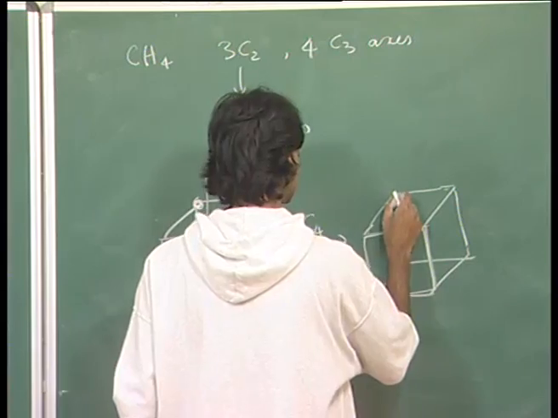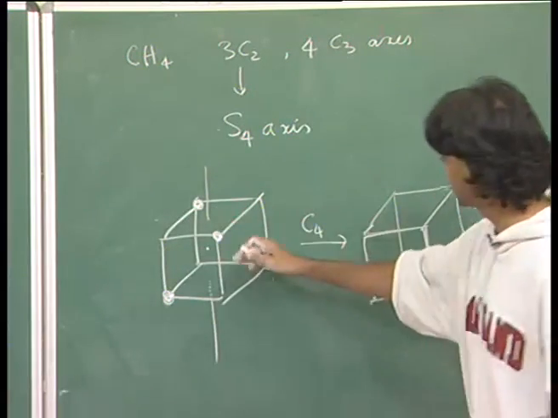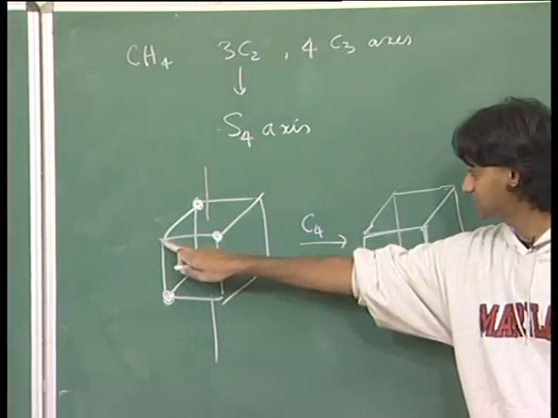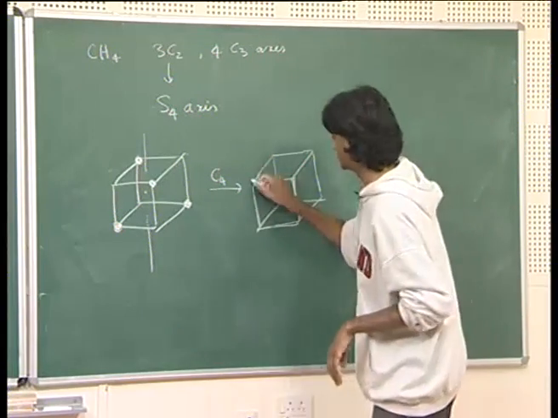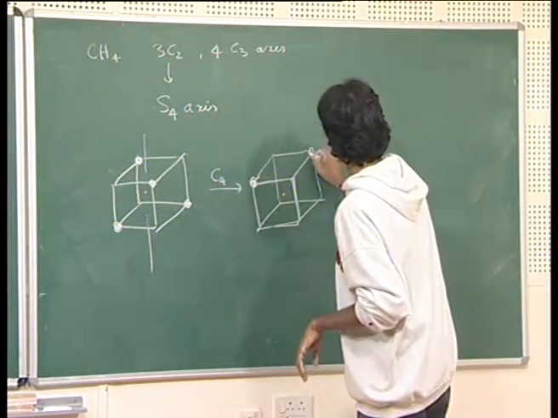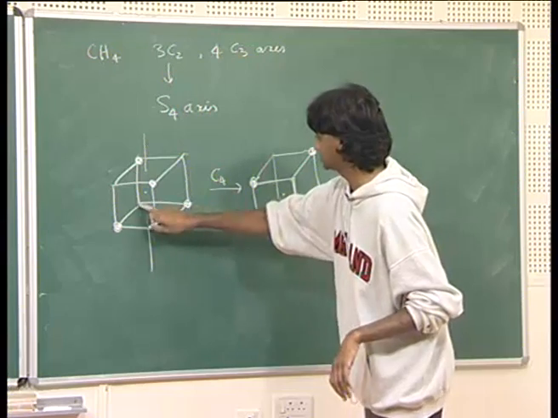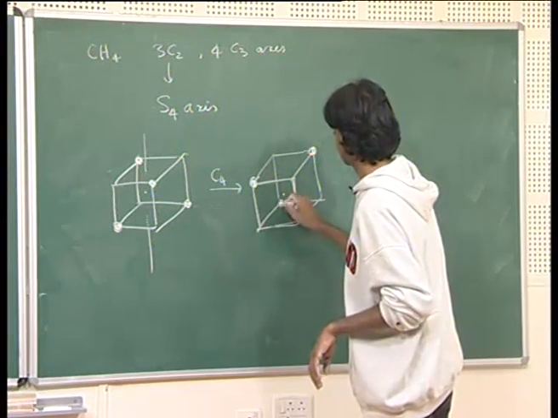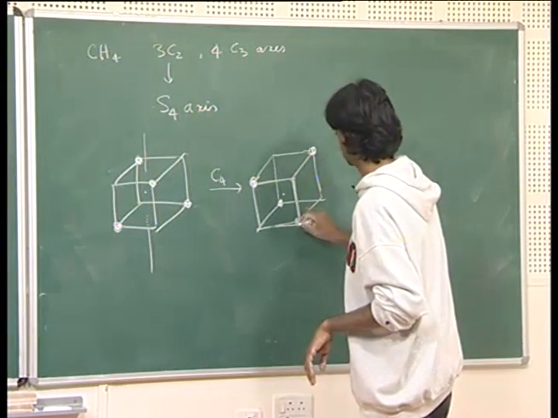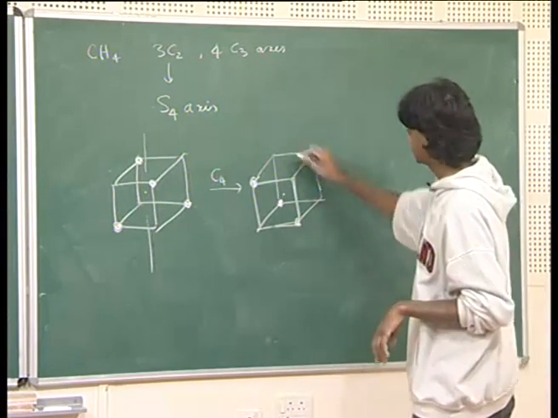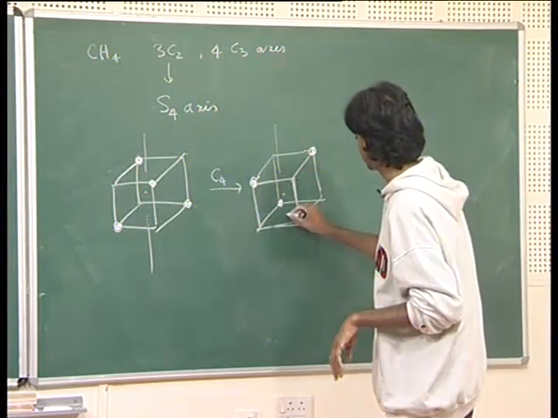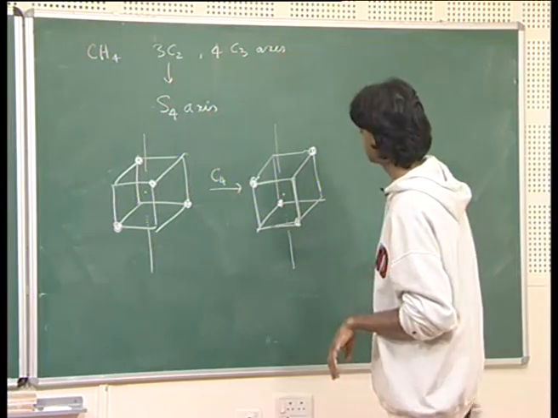This hydrogen, if you do a 90 degree rotation, this hydrogen will come here, this hydrogen will come here. So, you will get something that looks like this. Similarly, this hydrogen will go here, this hydrogen will come here. So, we just did a 90 degree rotation about this axis.